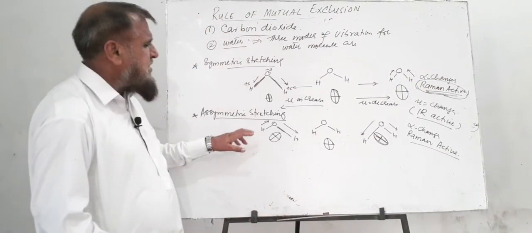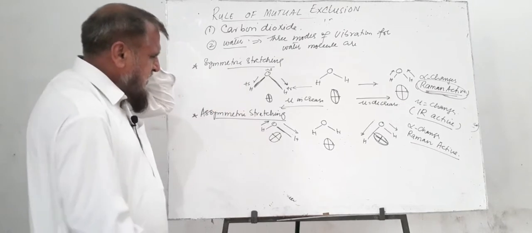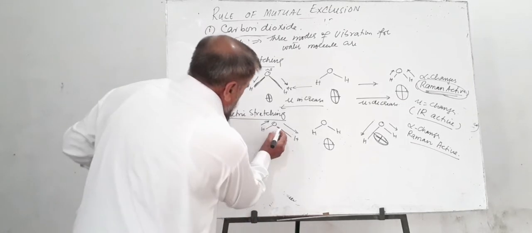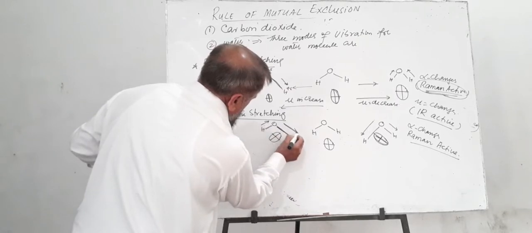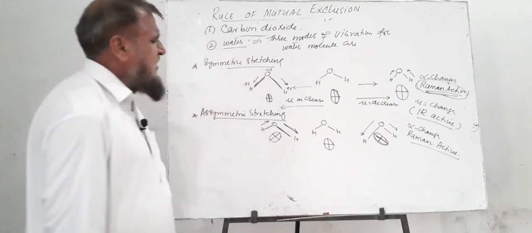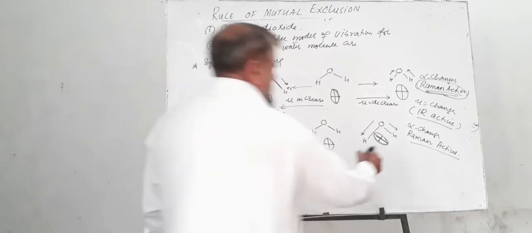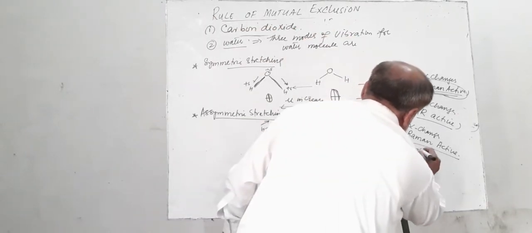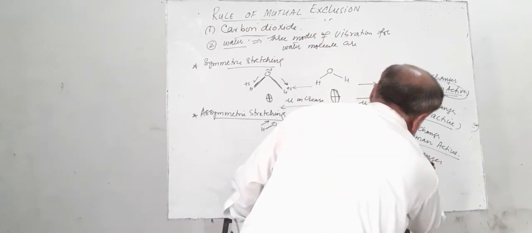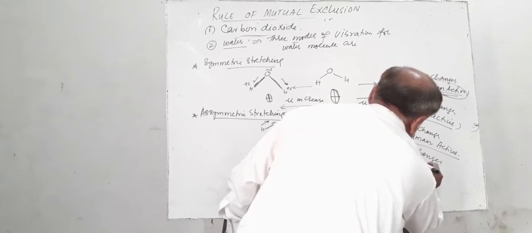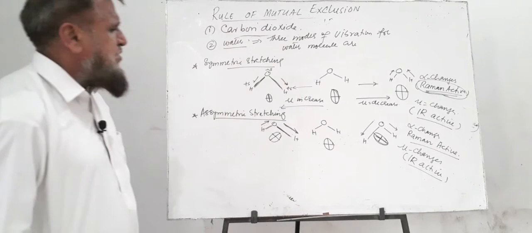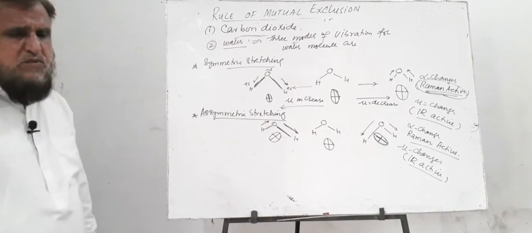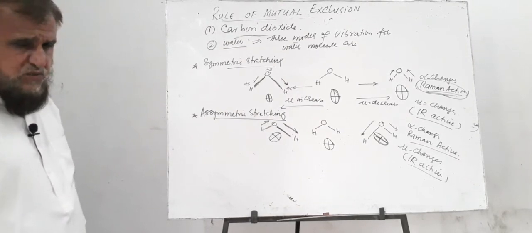However, if we consider the dipole moment, the bond lengths are changing. Change in bond lengths will lead to change in dipole moment. In this case, the dipole moment also changes, hence it will be IR active. The second vibration is also Raman active and IR active.